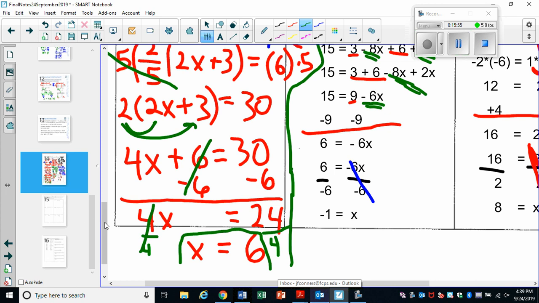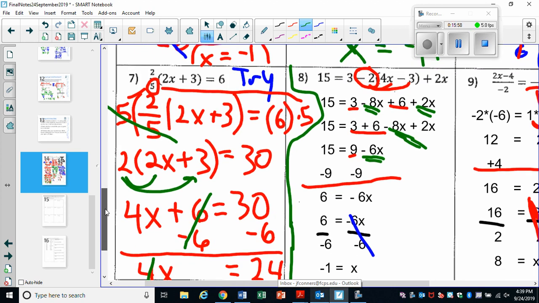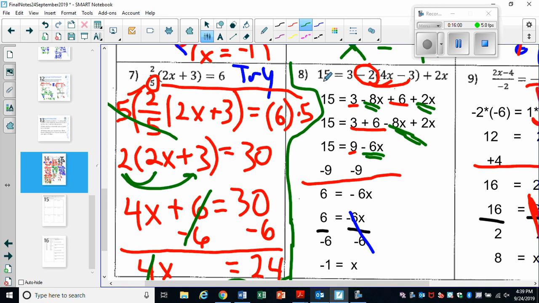Now we will look at problem 8. Problem 8. Distribute first. Negative 2 times 4x, negative 8x. Negative 2 times negative 3, positive 6. Next, group our terms. 3 plus 6, which becomes 9. Negative 8x plus 2x becomes negative 6x. Watch our integers. So remember, same signs keep and add, different signs subtract.